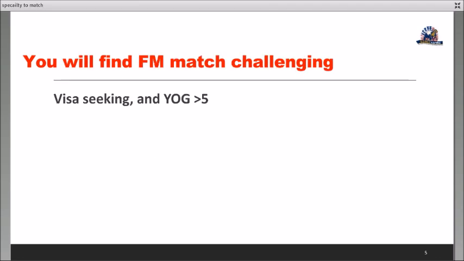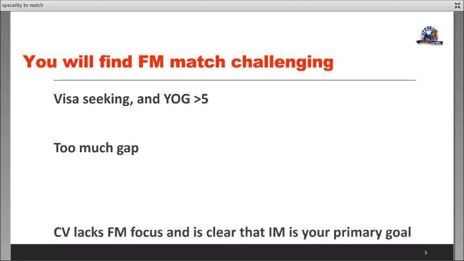So who will find the family medicine match challenging? So I mentioned, if you need a visa but your year of graduation is high, so 5 plus, it'll be a challenge for you. Too much gap is a detriment to any specialty or most specialties, and family medicine is one of them. So if you have too much gap, it becomes difficult.